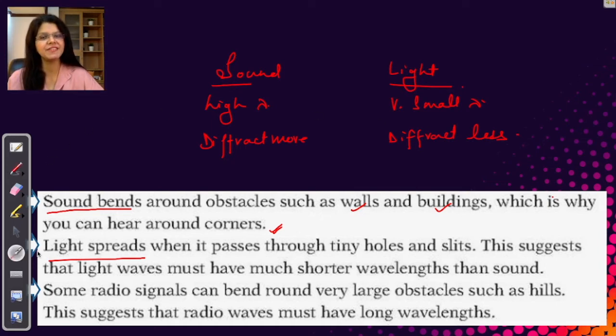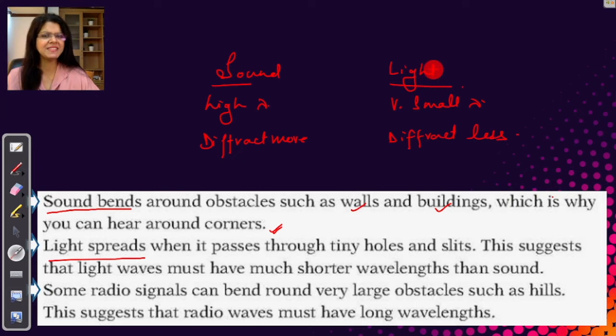Suppose that there is a TV on in one other room. Even if the door is closed, you can still hear the TV sound. Why? Because the sound diffracts more. It can diffract through the small holes in the door, small cracks in the doors, or it can even diffract around an open door. So even if the TV is on in one of the rooms, it can be heard in other rooms as well, because the sound waves can turn around and reach you. Why? Because they have a high wavelength, so they bend about or diffract more. So therefore it is audible in every room.